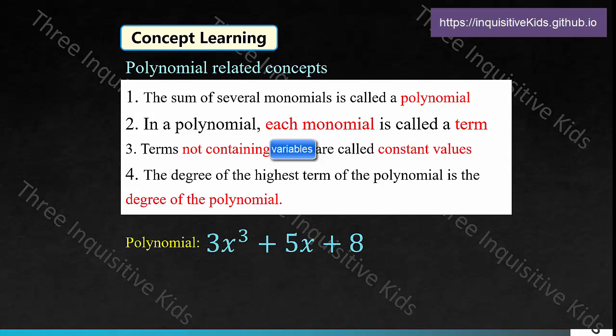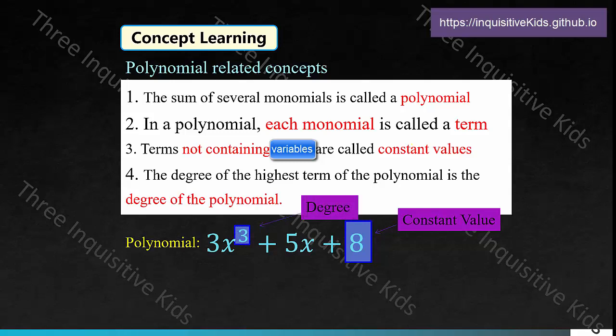A polynomial could be an example of 3x cubed plus 5x plus 8. 8 is called a constant value because it does not contain a variable within it. And 3x cubed has a degree of 3, and that is the degree of the whole polynomial.